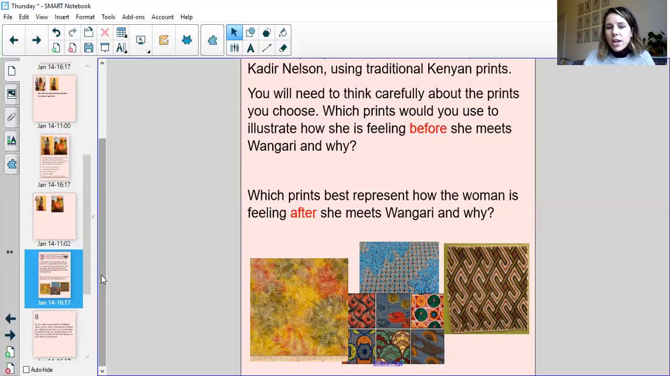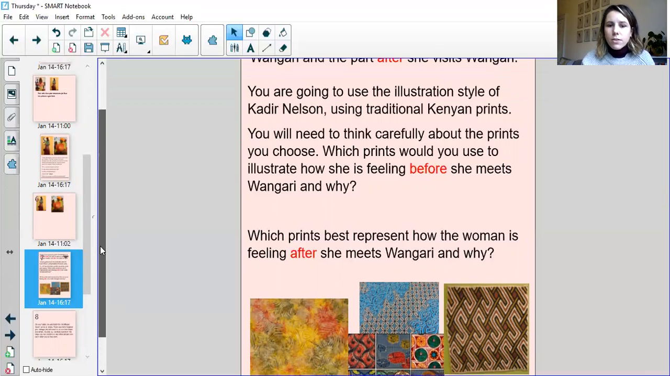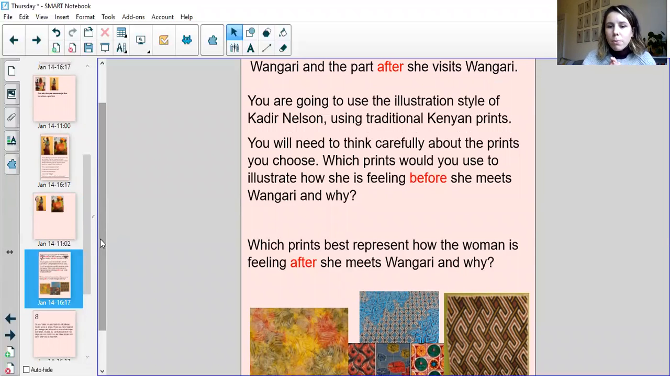So the idea of this is to pick a print that reflects their moods and feelings before and after, to show their switch in feelings before meeting Wangari and after meeting Wangari. And like I said, if you don't have a printer, or if you don't want to print off the textiles, just look at them and then you can draw them out yourself, okay? So that is the second part of the lesson. Which prints best represent how they are feeling before and after meeting Wangari, okay?